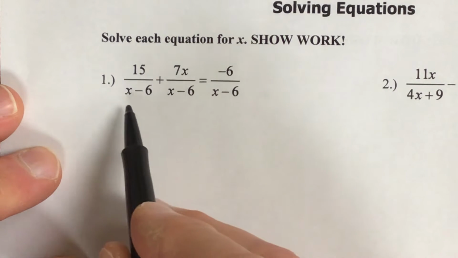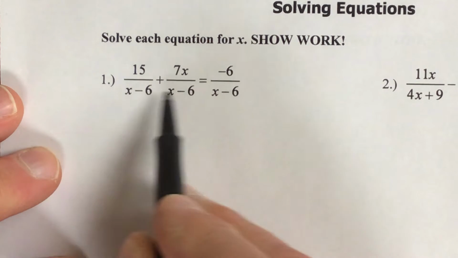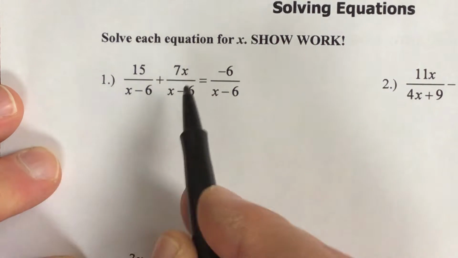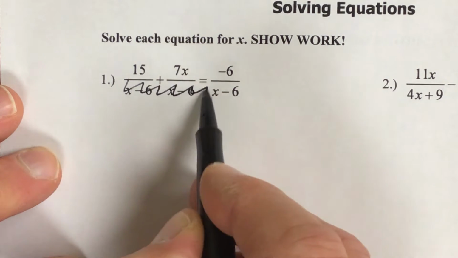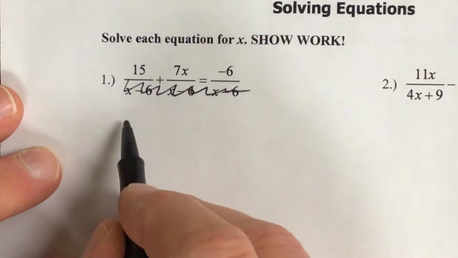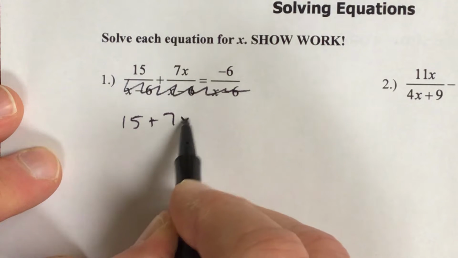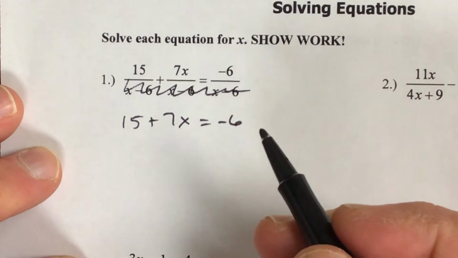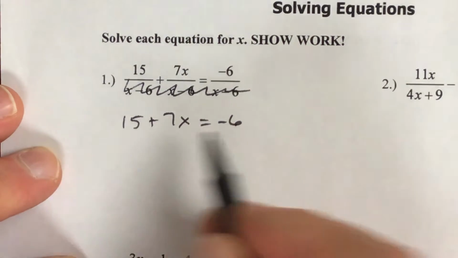All right, so the very first thing you have to do is look at if they are the same: x minus 6, x minus 6, x minus 6. Then we can sort of just ignore this. So there's your equation, 15 plus 7x equals negative 6. And now it goes back to just a plain Jane solving for x.